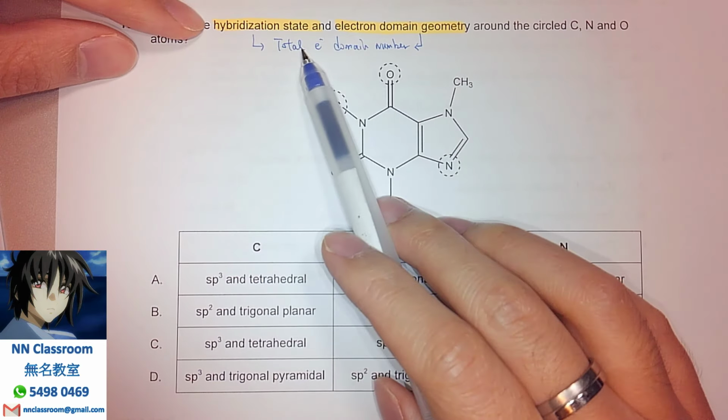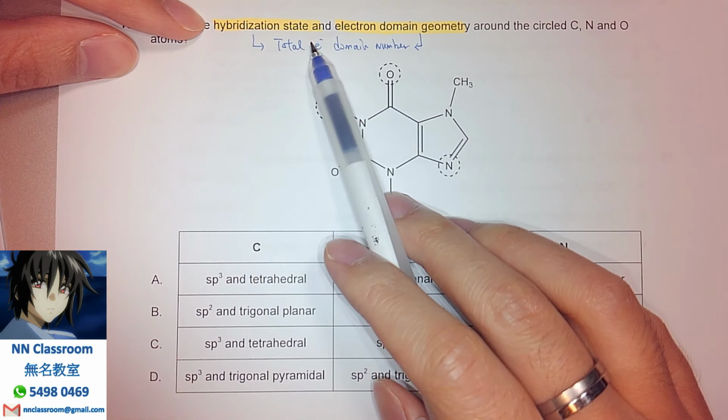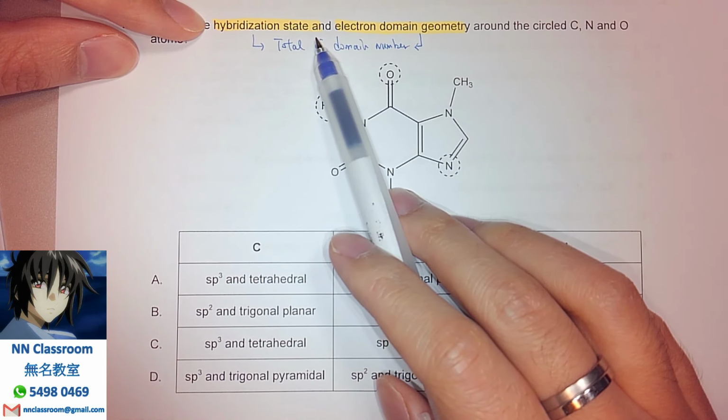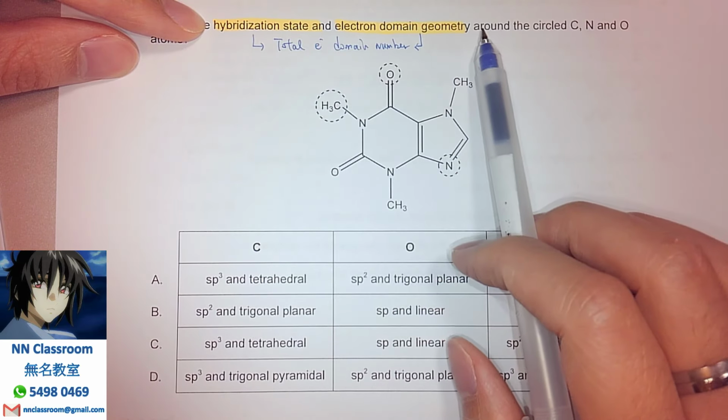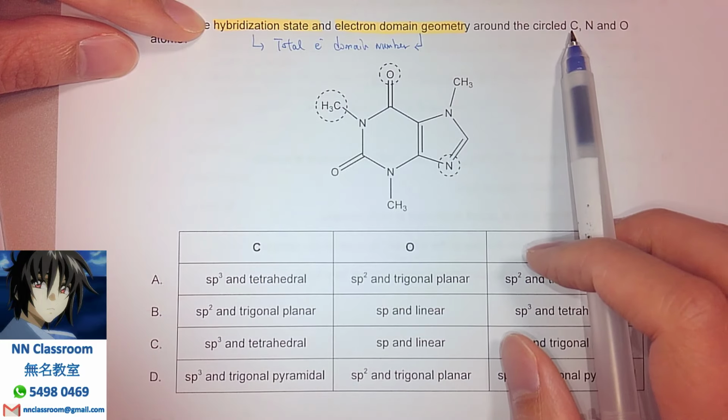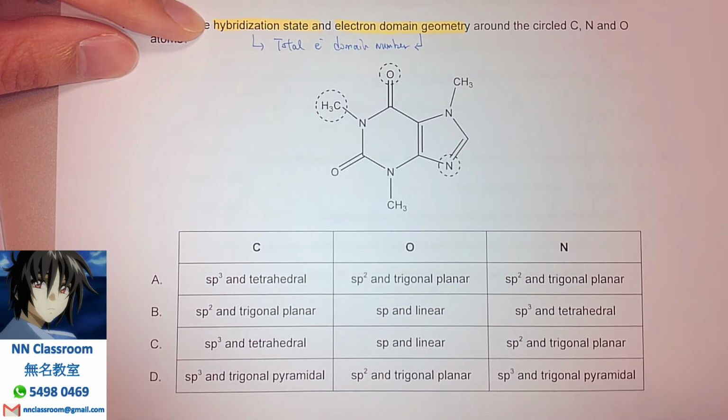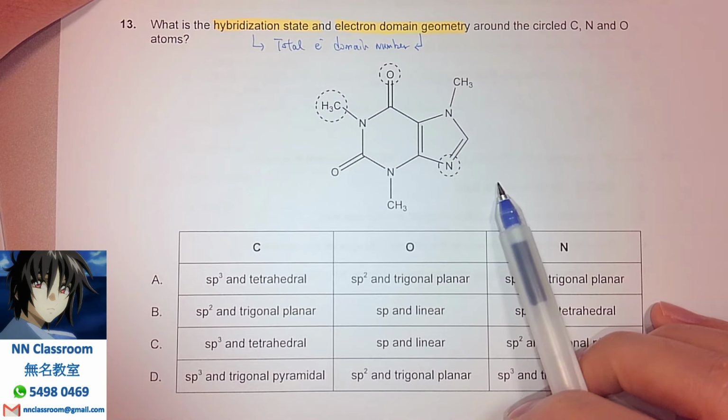The same idea applies to the hybridization state, because as we learned, for the 4 domain situation we will have sp3 hybridization, a 3 domain number is always sp2, and a 2 domain number is sp. So from this perspective, let's look at the circled elements C, N, and O. Here comes the structural formula given.